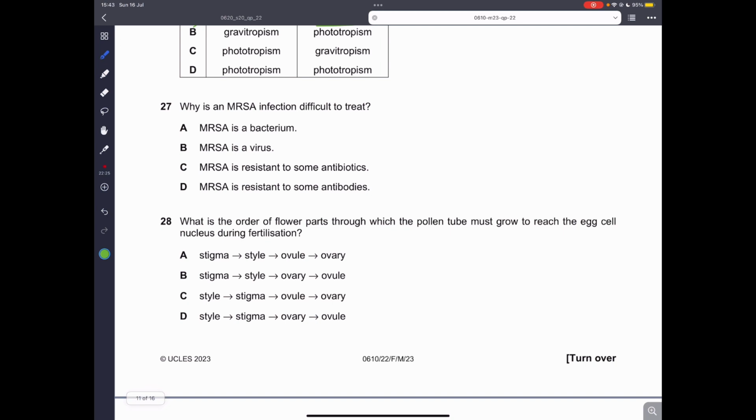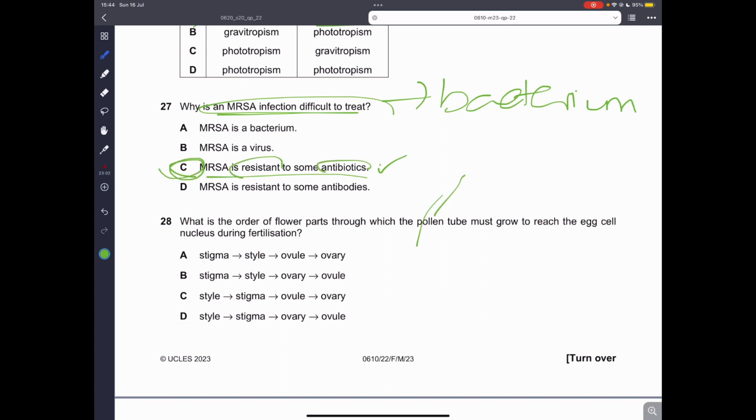Question 27. Why is MRSA infection difficult to treat? Remember, MRSA is a bacterium. It was actually one of the first bacterium, I believe, to be resistant to antibiotics, and that's why people are really afraid of bacterial evolution, or basically the resistance to antibiotics. So it is one of the first bacterium to be resistant to antibiotics. That's why it is very difficult to treat.